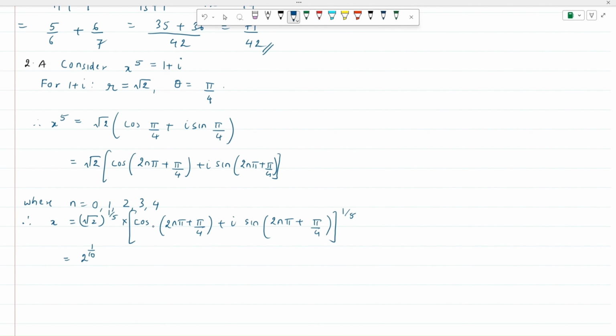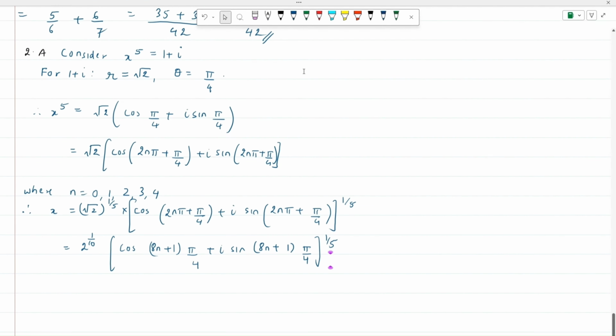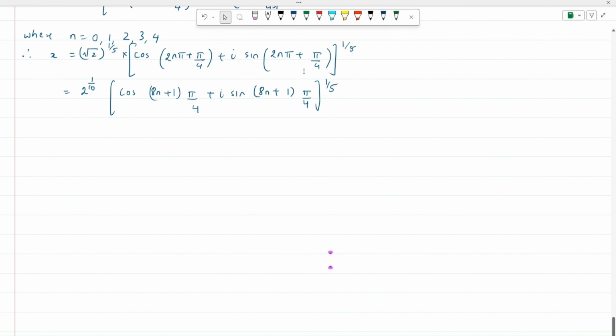Now also let us simplify the angles over here. So this is going to be cos of 8n pi plus pi, and we can factor out the pi again. So this is going to be cos of 8n plus 1 into pi by 4, and the same angle will come here, 8n plus 1 pi by 4, everything raised to 1 by 5. Now at this stage we are going to take help of De Moivre's theorem again. So the power we are going to multiply in the argument.